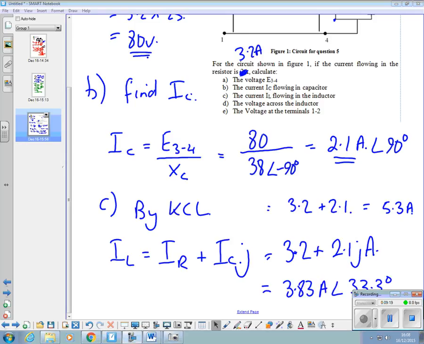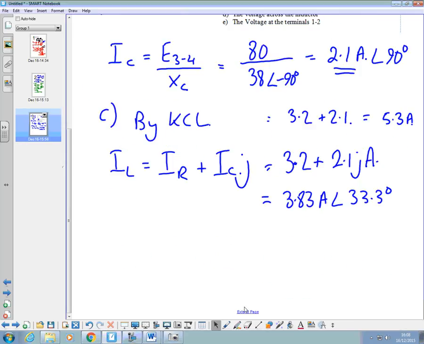So for the answer to the current here, as soon as you're going to add two values together, you need to ask yourself the question, are either of them complex? Because you can't add together just the magnitudes. Alright? So just be very, very careful.